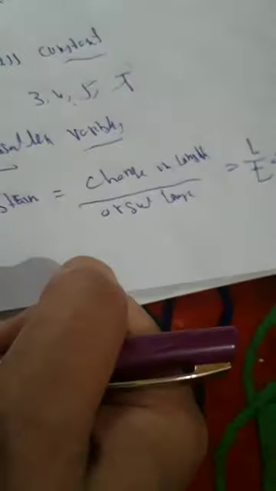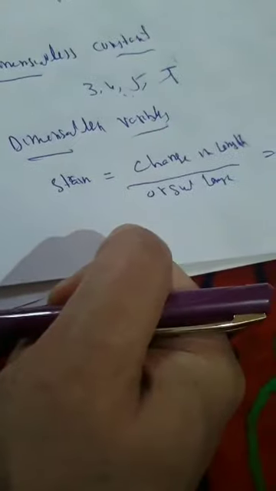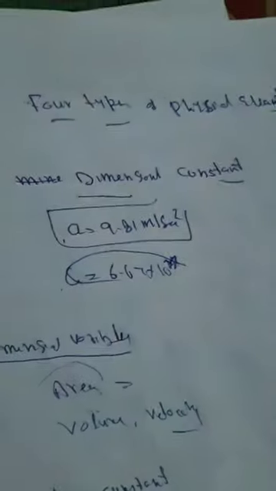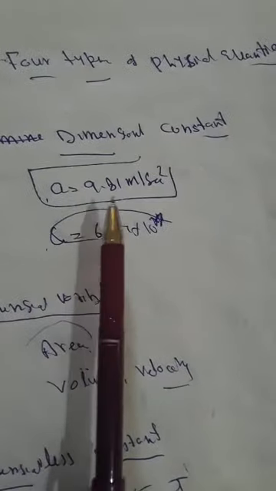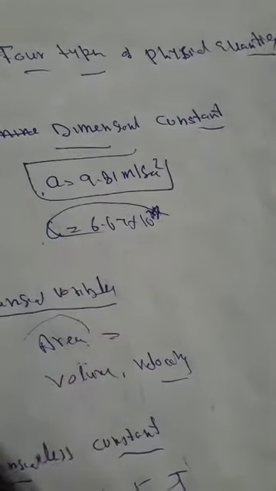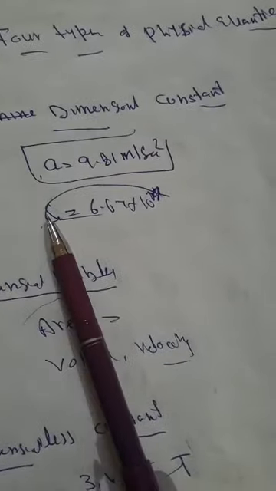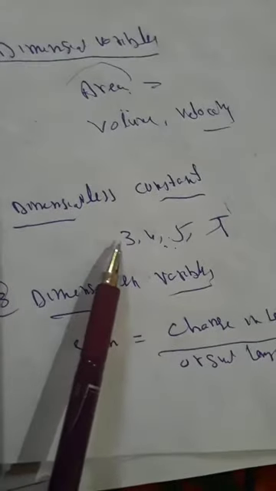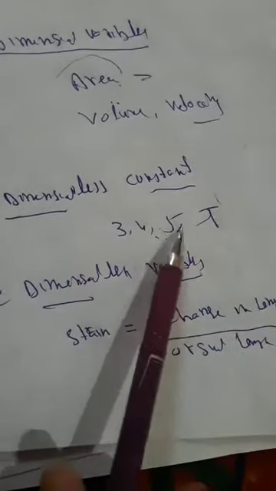Therefore, on the basis of dimensional formula, we can divide any physical quantity into four types. One is dimensional constant. These are constants which are having constant value, but they possess dimensions. For example, acceleration due to gravity, universal gravitation constant. Dimensional variable, these are physical quantities which do not have the same value, but even then they have dimensions. For example, area, volume, velocity. Now there is another quantity, which is dimensionless constant. They have constant value but do not have dimension. For example, 3, 4, 5, pi.